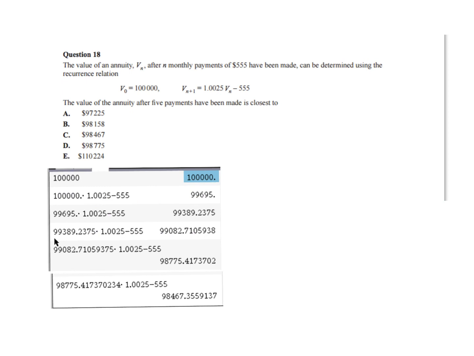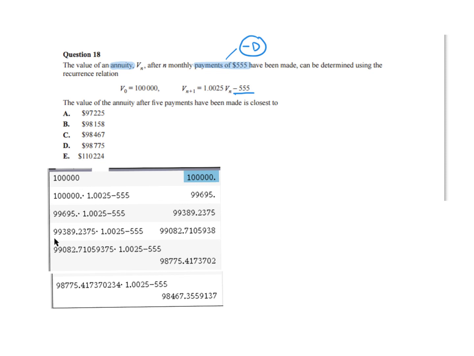Okay, with this example, the value of an annuity, this is where we need to start highlighting that word. We're doing an annuity after monthly payments, so they're getting paid out. So when I read that, monthly payments of $505.55, that's a minus D is what's happening. They're taking out the payment. It can be determined using the recurrence relation, and you can see that there in the recurrence. And it says find the value of the annuity after 5 payments have been made.